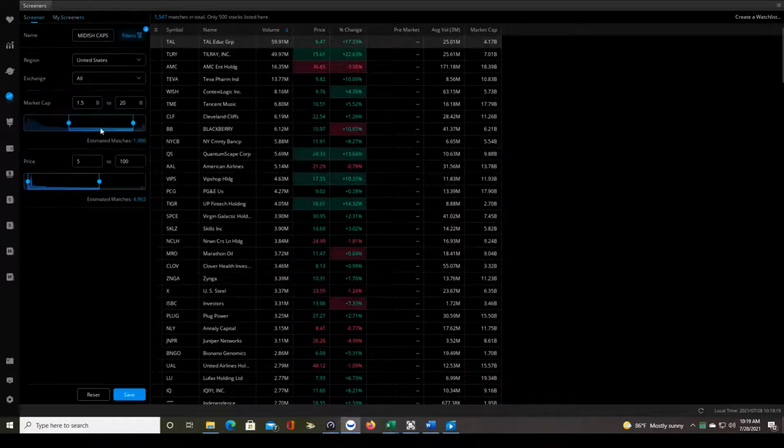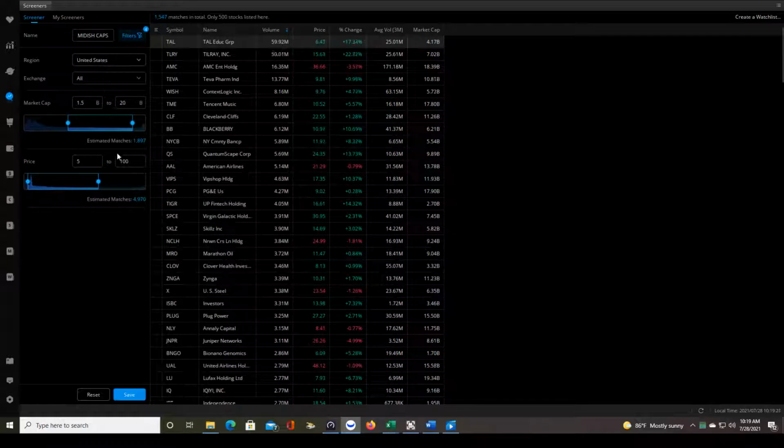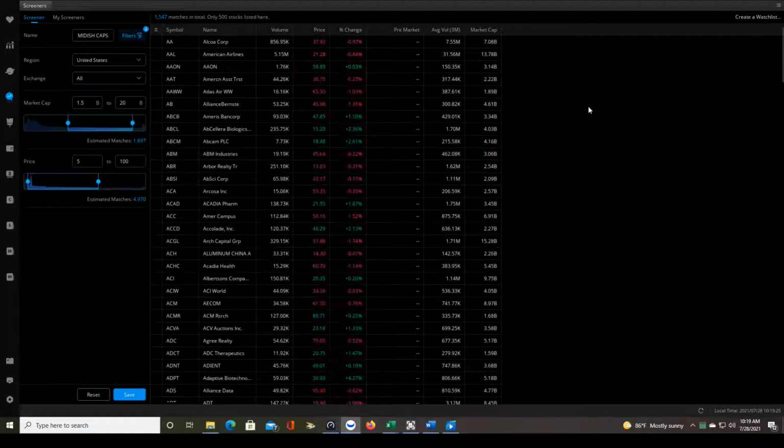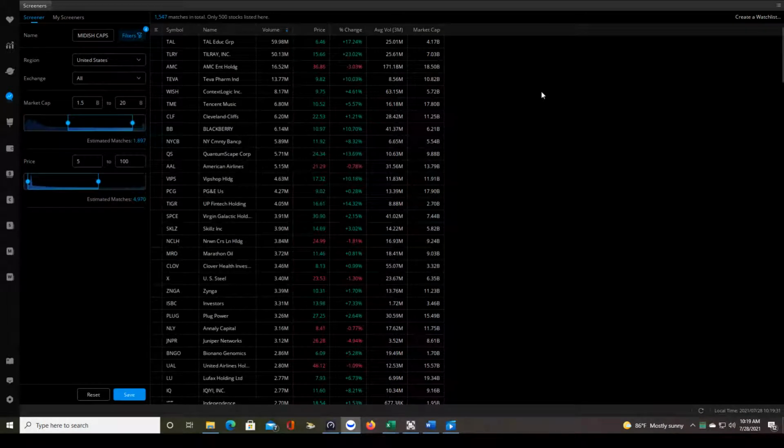This is my filter setup for my mid-cap screener. And then I organize the list by volume. That way I'm looking at the stocks with the highest volume. I give those favor, and whoops, it's in alphabetical order there. There we go. Now we're by volume. And look at today compared to yesterday.